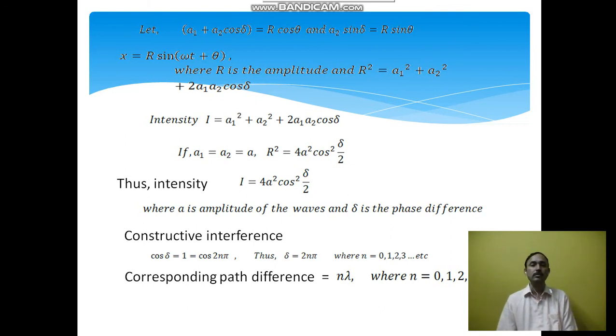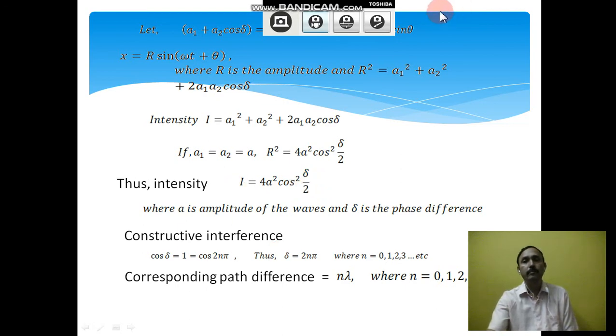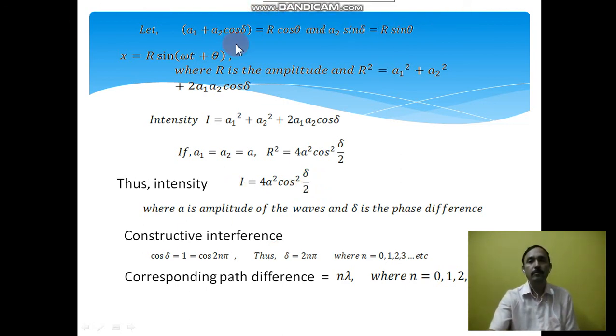Let us first start with the constructive interference. Now cos delta, its maximum value is 1, and the condition is cos delta is equal to 1, so it is cos 2n pi. So delta is equal to 2n pi, n starting from 0, 1, 2, 3, etc. And the corresponding path difference is n lambda.